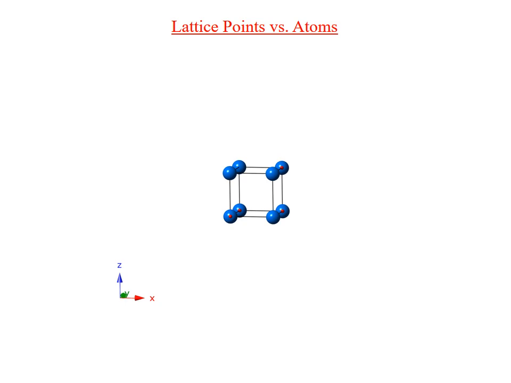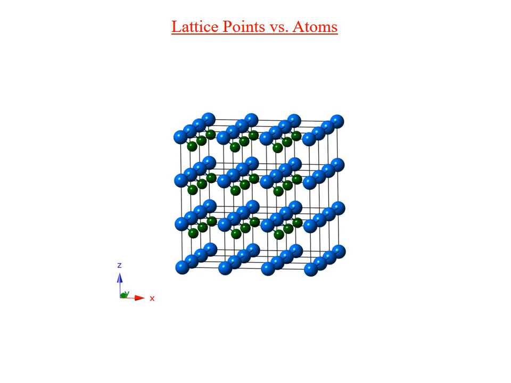However, I'm not restricted to putting an atom only on a lattice point. I can put one wherever I want, like that, for example. If I then generate more unit cells, translational symmetry will generate more of those atoms in the same location relative to each of the lattice points.